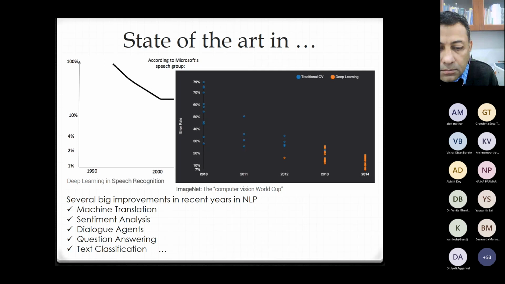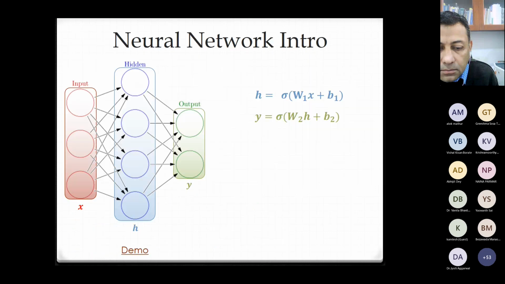Okay, in NLP they have a lot of algorithms: question answering agents, text classification, machine translation. There are a lot of things there. You can use machine learning patterns. Okay, these are the different levels of representing the world: characters, syntax and semantics.